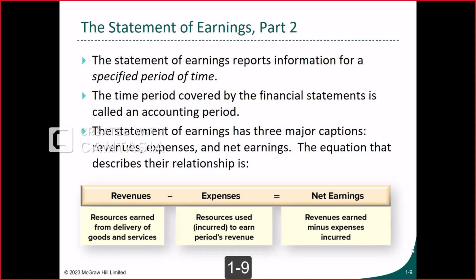The revenues mean the resources earned by the company as they deliver the goods or services, and the expenses are the resources used or consumed by the company in order to be able to deliver. So a successful company is a company that generates more revenues than they consume as expenses and ends with the maximum of net profit.